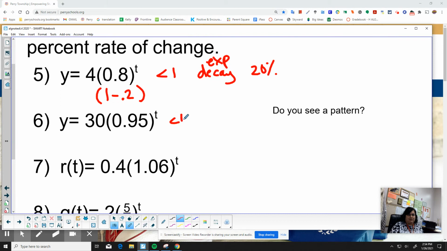And same thing on the next one. This is less than 1, so this is a decay. Okay, and again, I'm going to do 1 minus 0.95, which is 0.05. So my decay rate is 5%. So I'm just taking this and subtracting it from 1. 1 minus that will give it to me.